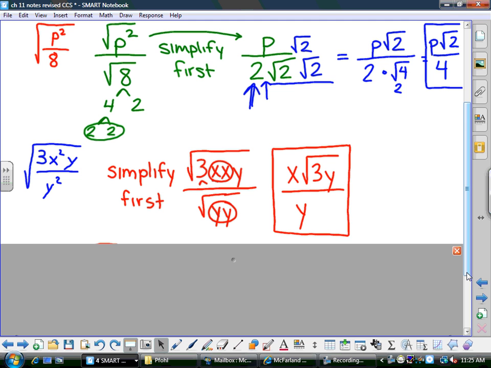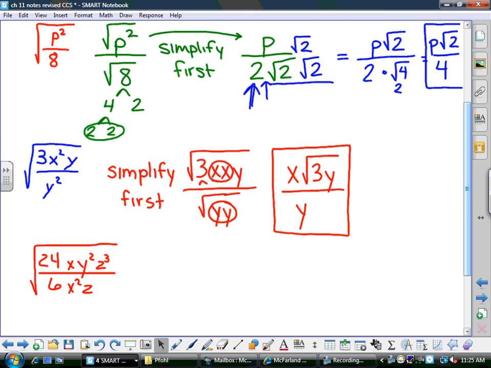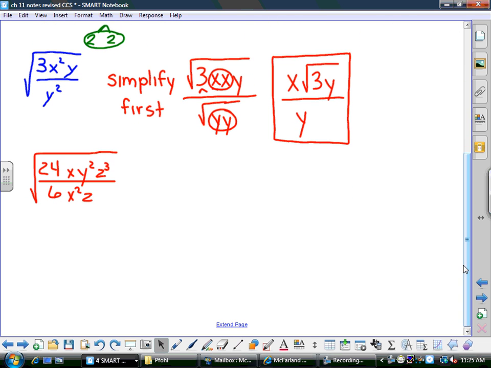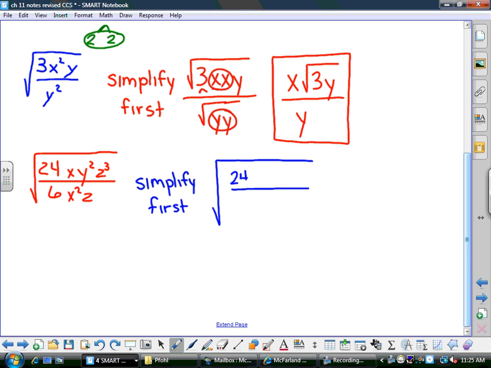They don't all simplify quite that easily. Let's take a look at this next one. The square root of 24x y squared z to the third over 6x squared z. I want to simplify first. That's what we're always going to do with problems like this. It makes it a little bit easier to do. I'll deal with breaking down that 24 in a little bit, but I want to start with the variables.